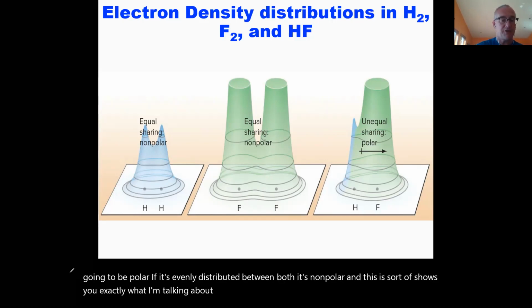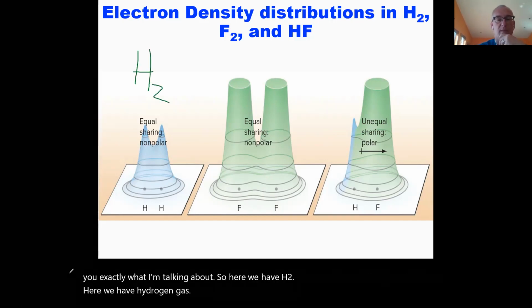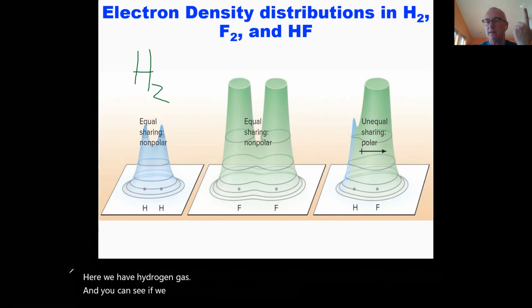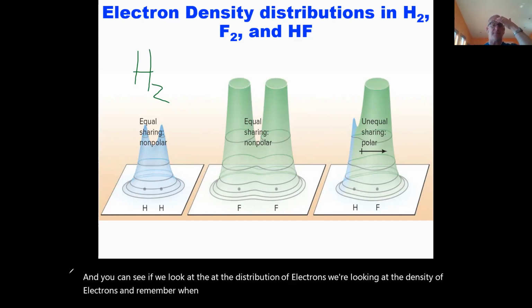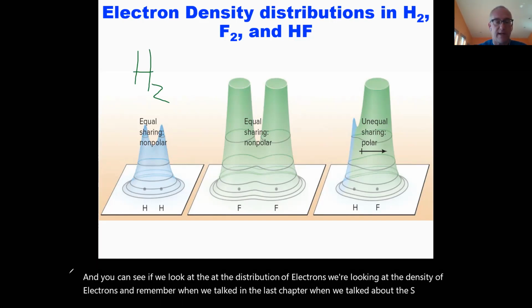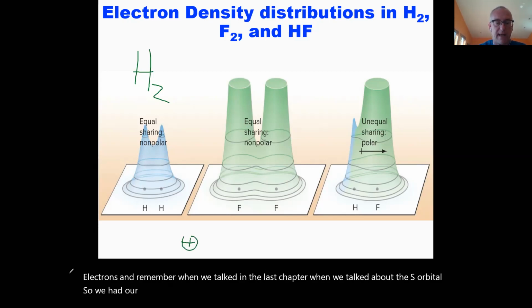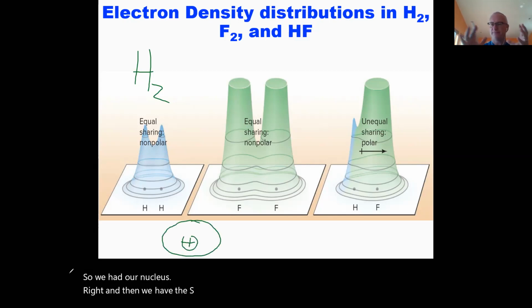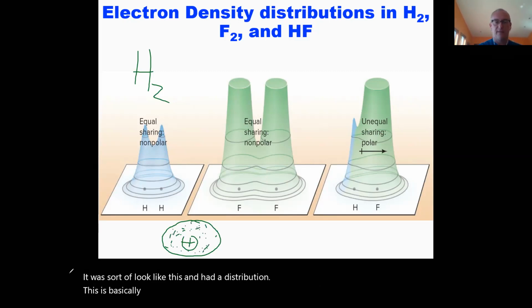So here we have H2. Here we have hydrogen gas. And you can see if we look at the distribution of electrons, we're looking at the density of electrons. And you remember when we talked in the last chapter about the s orbital. So we had our nucleus, right? And then we had the s orbital. And it sort of looked like this. It had a distribution. This is basically where you're going to find the electrons in an s orbital.